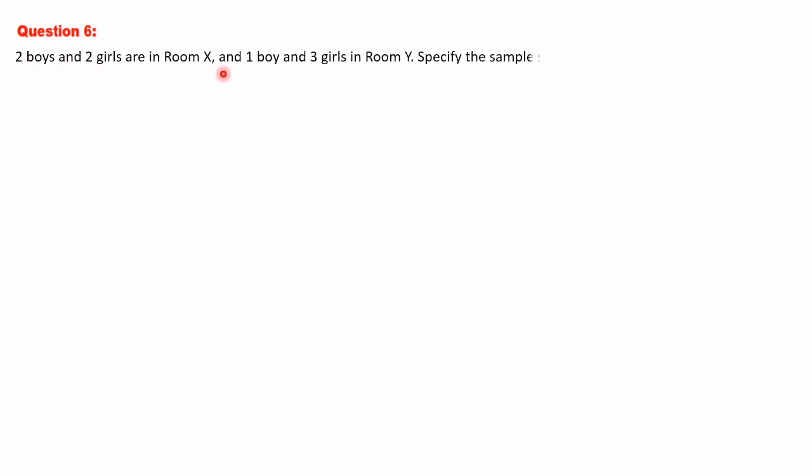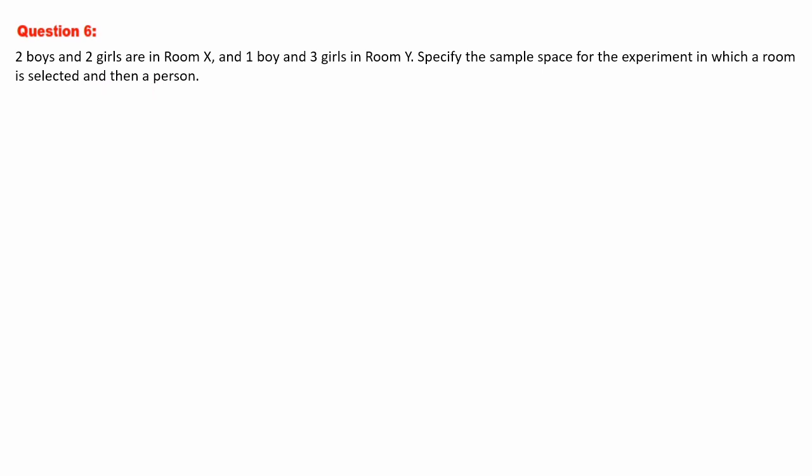We shall discuss question number 6. The question is, two boys and two girls are in room X and one boy and three girls are in room Y. Specify the sample space for the experiment in which a room is selected and then a person. Two boys and two girls, total 4, are there in room X. One boy and three girls, total 4, are in room Y. You have to write a sample space for the experiment in which a room is selected. First you will choose a room and then a person is also selected.